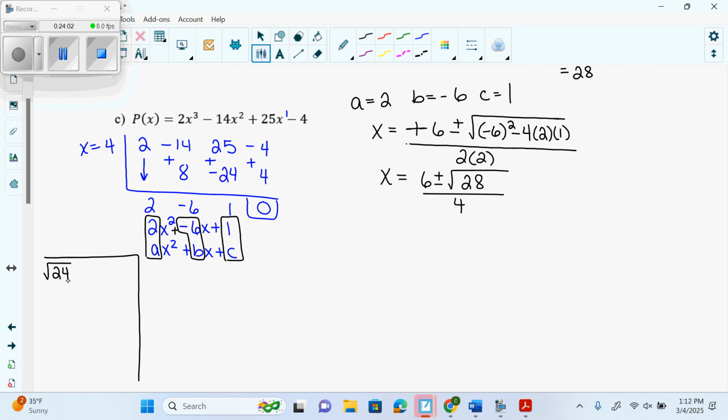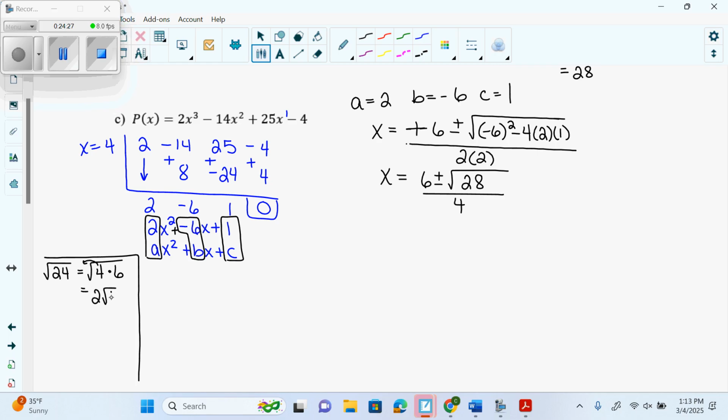So can I break 24 up into any perfect squares? Some people tell me 8 and 3. 8 times 3 is 24. Correct. 8 and 3, neither of which are perfect squares, so useless. So 4 and 6. So is this a true statement? Is root 24 the same as root 4 times 6? Square root of 4 and 6? Take the square root of 4 out, what does it become?